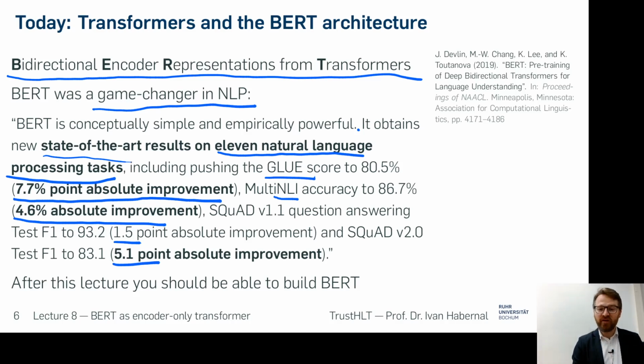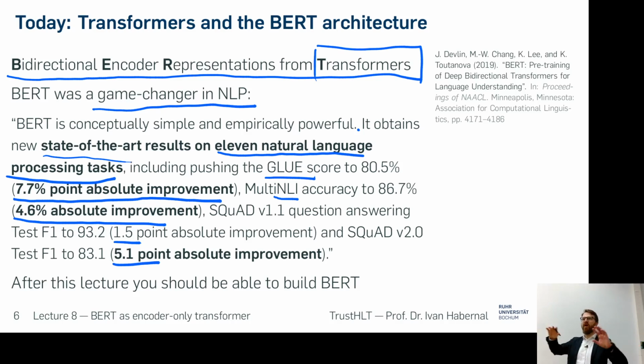Transformers were originally proposed or invented in 2017 in the famous paper, Attention Is All You Need. But we're not going to start with this paper. We're going to start with the BERT architecture because this is a part of the bigger transformer architecture, and we'll talk about the rest in the next lectures. So we'll start from BERT.